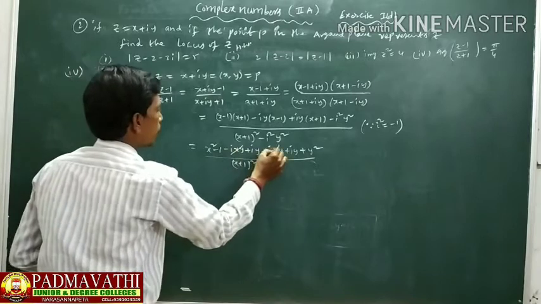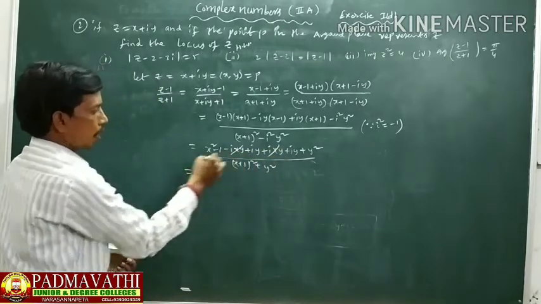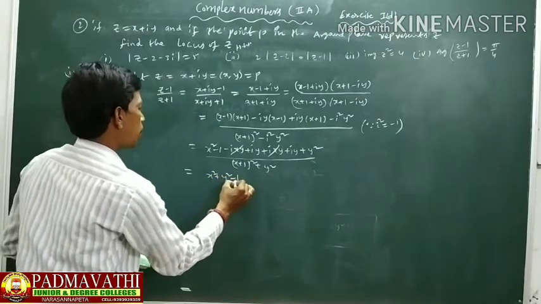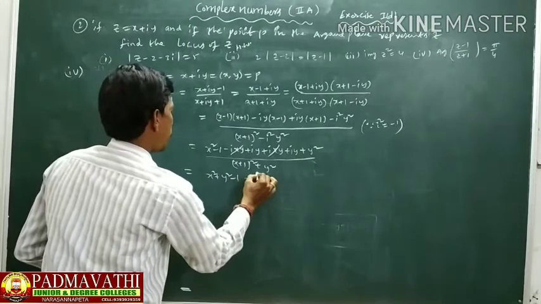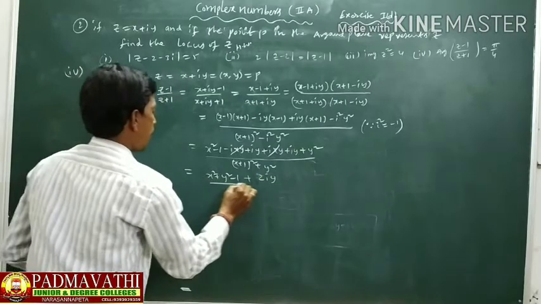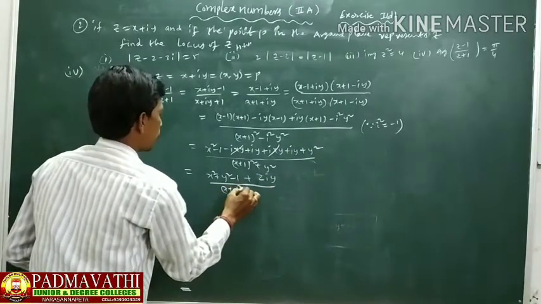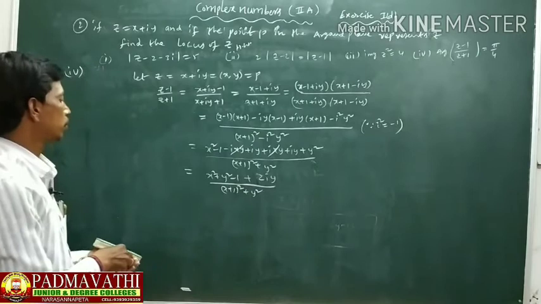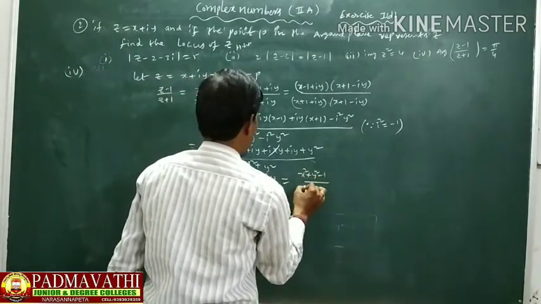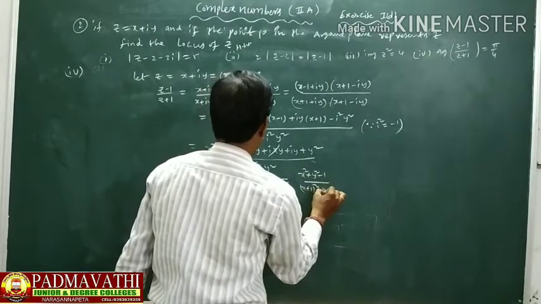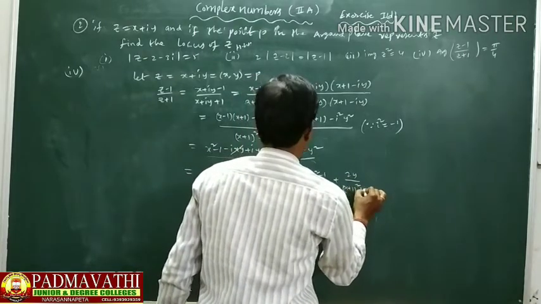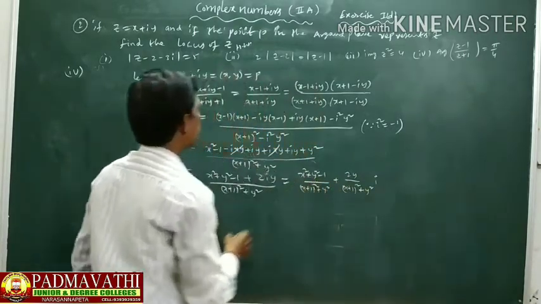So now these two cancel. The real part is (x square plus y square minus 1) by ((x plus 1) whole square plus y square), plus i times 2y by ((x plus 1) whole square plus y square). Here 2y over the denominator is the imaginary part, and the other is the real part.